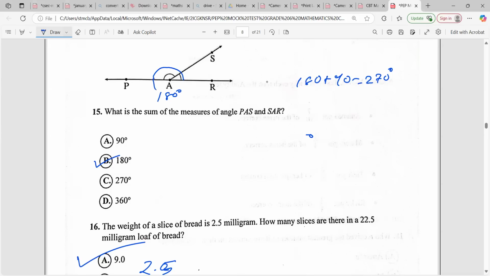If you come around here, this is another 180. So that's why the circle measures how many? But sir, any way you take it, it says sum. You're just supposed to add them together. Exactly.